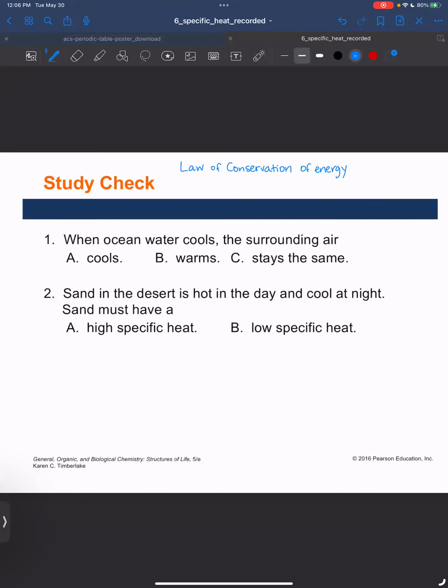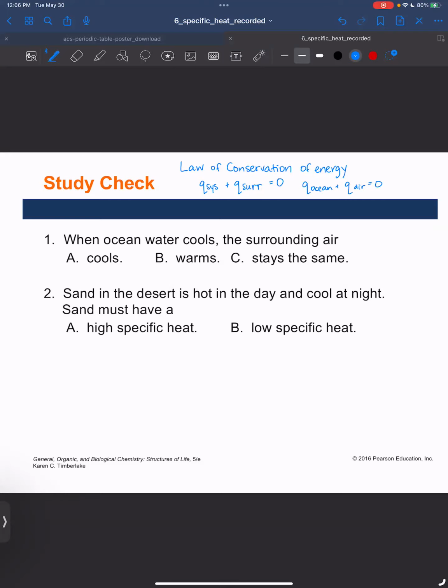And so another way we can represent this law is energy of the system, which I will abbreviate SYS, plus energy of the surroundings, which I'll abbreviate as SURR, is equal to 0. So the energy of the system plus the energy of the surroundings is equal to 0, which means it doesn't change. Energy cannot be created nor destroyed. Okay. So in this case here, we're going to treat the ocean as the system and then the surrounding air as the surroundings. So I'm going to say Q ocean plus Q air, which is the surrounding, is equal to 0.